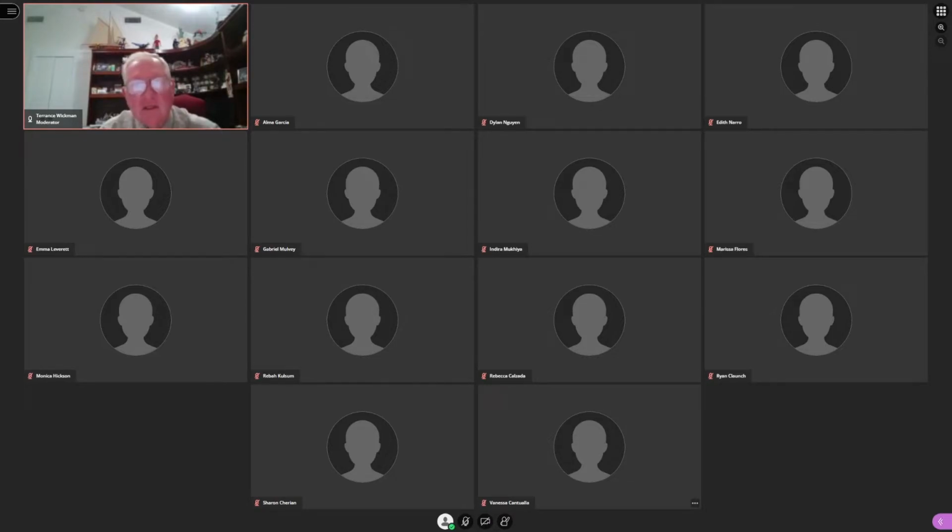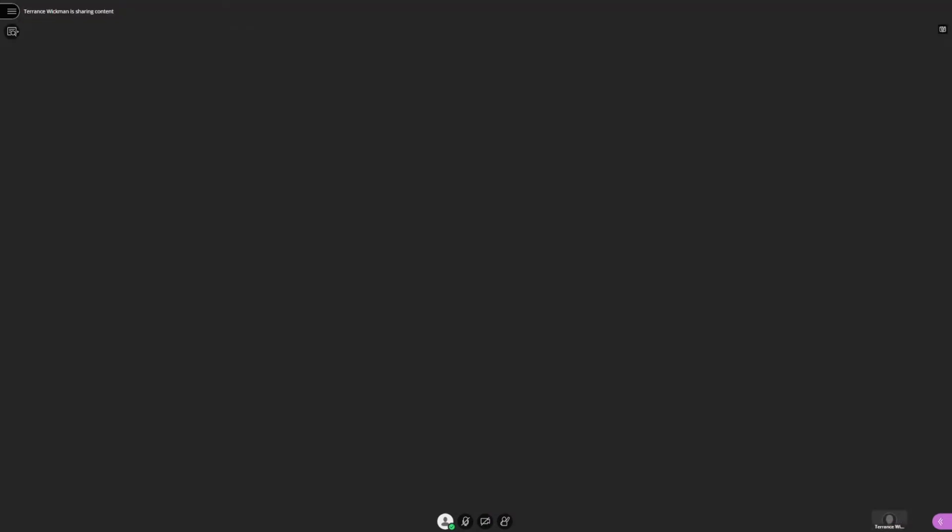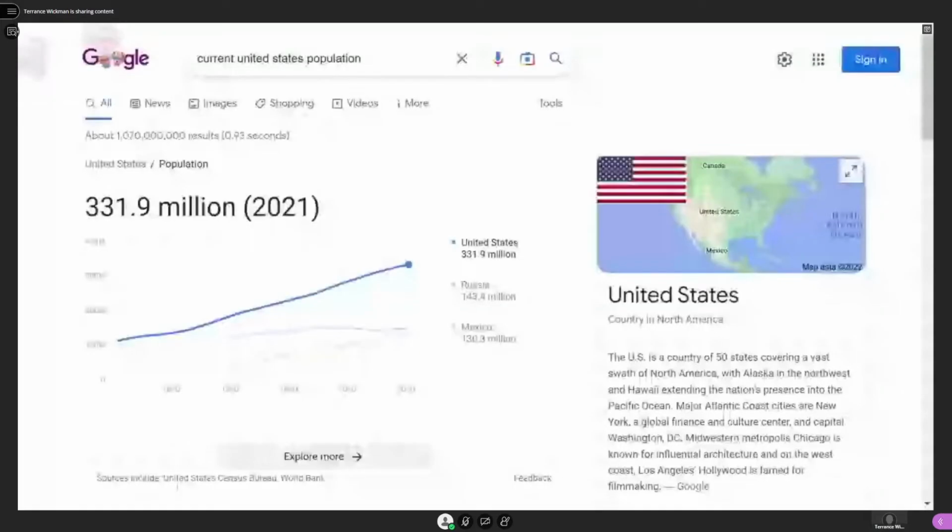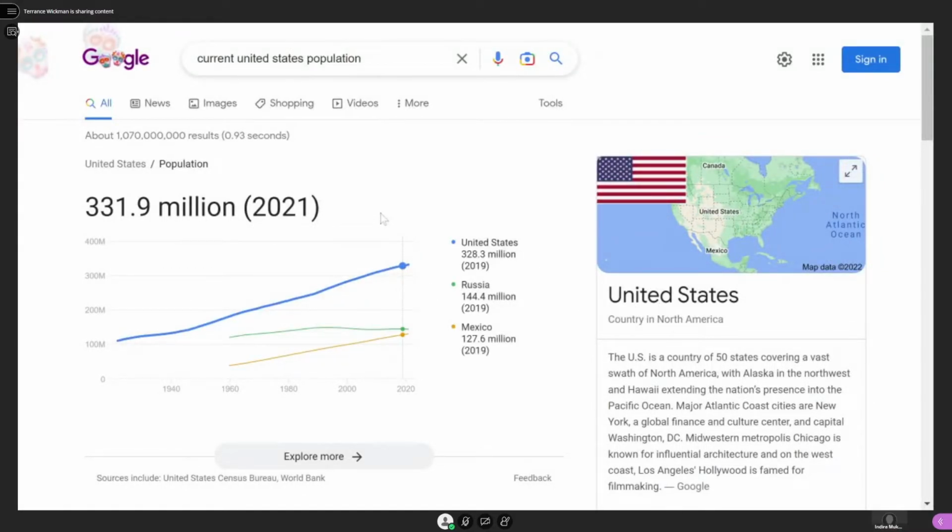Well, can you guys see what I brought up? No. You can't see that? Anybody? No, again. So nobody sees this map of the United States? I see it. I see that.